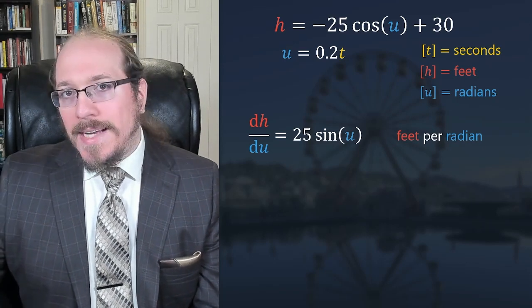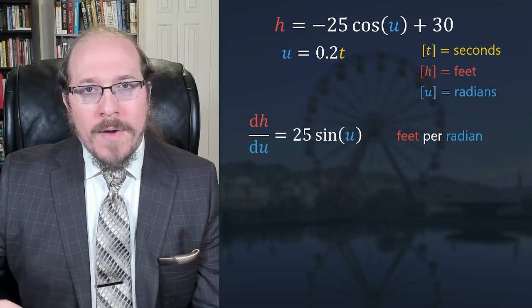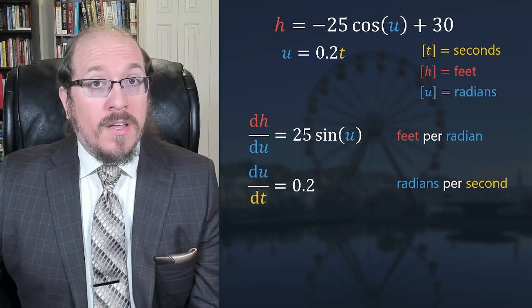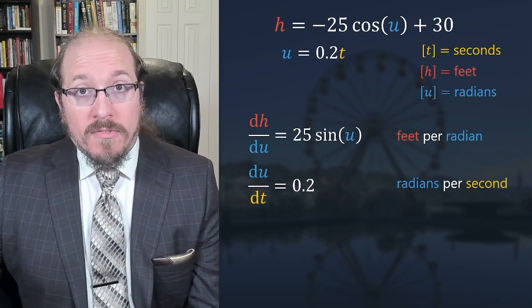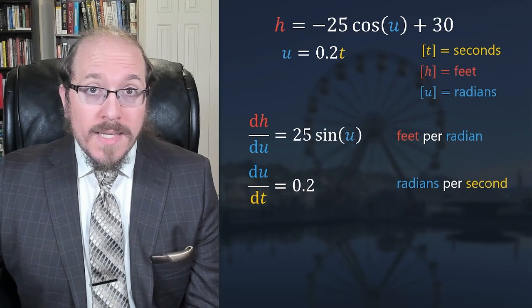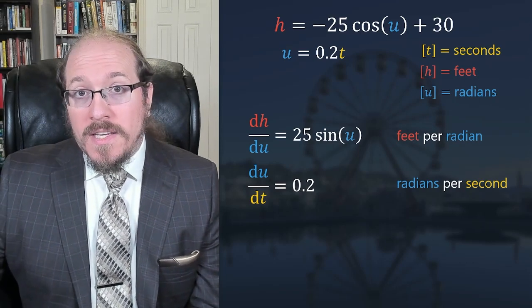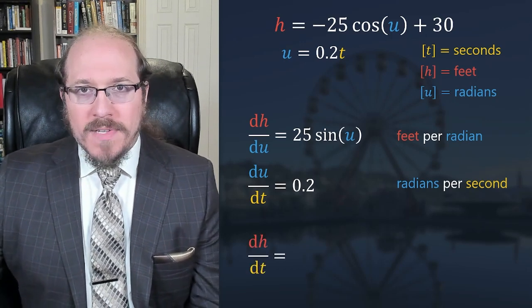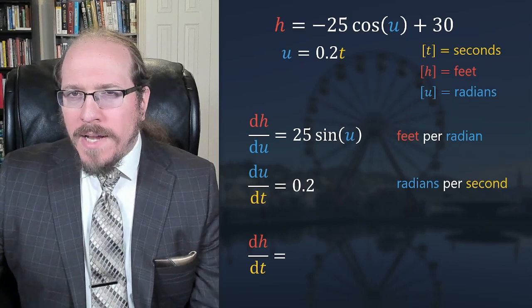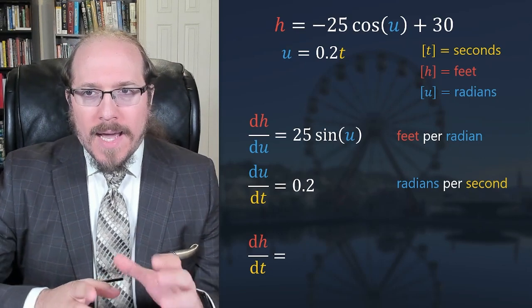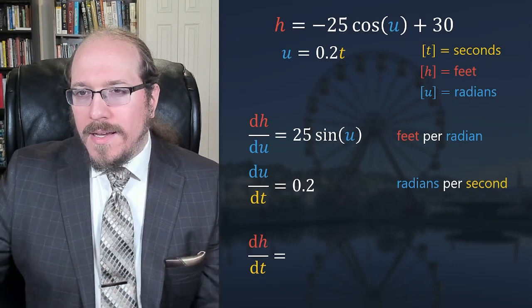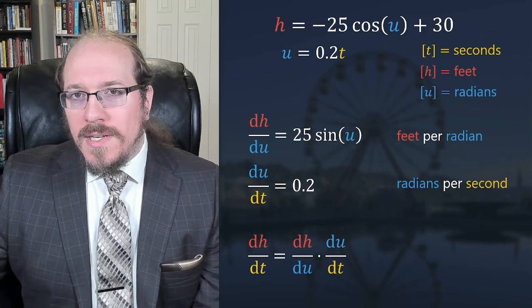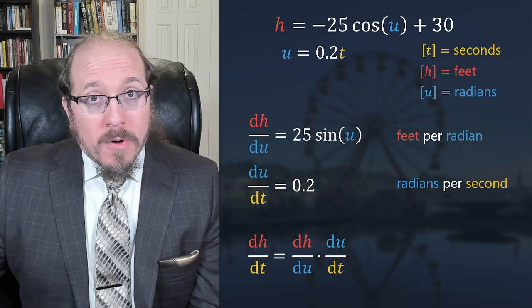So that tells us how h is related to u, but we really want to know how h is related to t. So we still need to do some work. Well, we can see how u is related to t by taking du over dt. That's just a linear function, so its derivative is 0.2, and its unit is radians per second. So how does that help us find dh over dt? Wait a minute. We know how h is related to u, and we know how u is related to t, so if we combine those derivatives together by multiplying them, those du's should cancel out, and we'd get dh over dt.